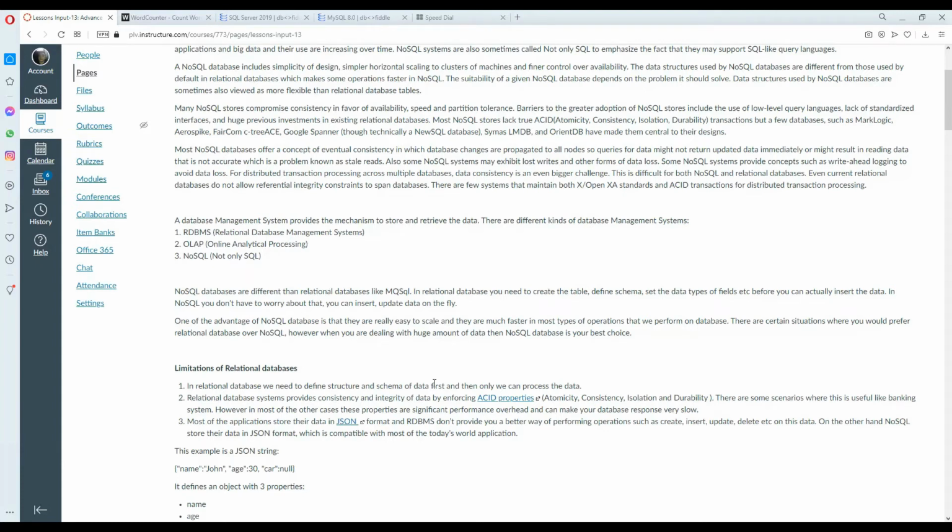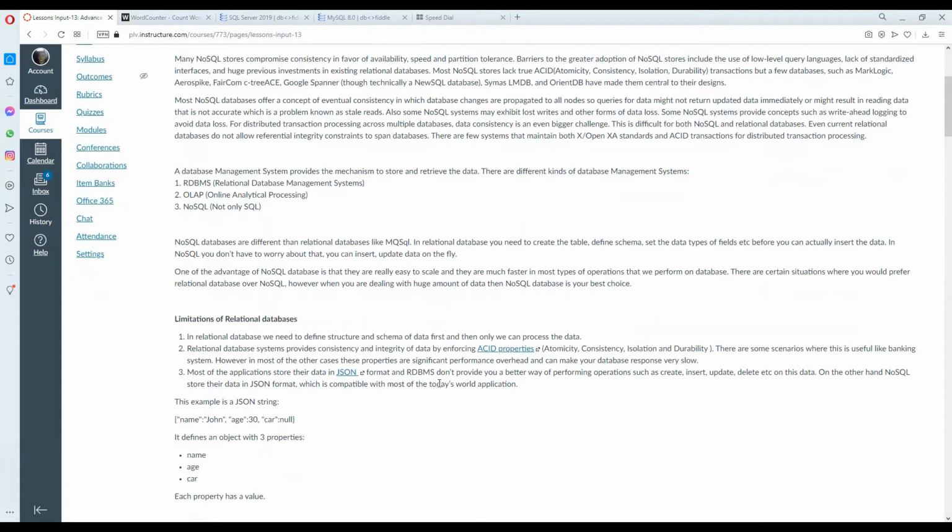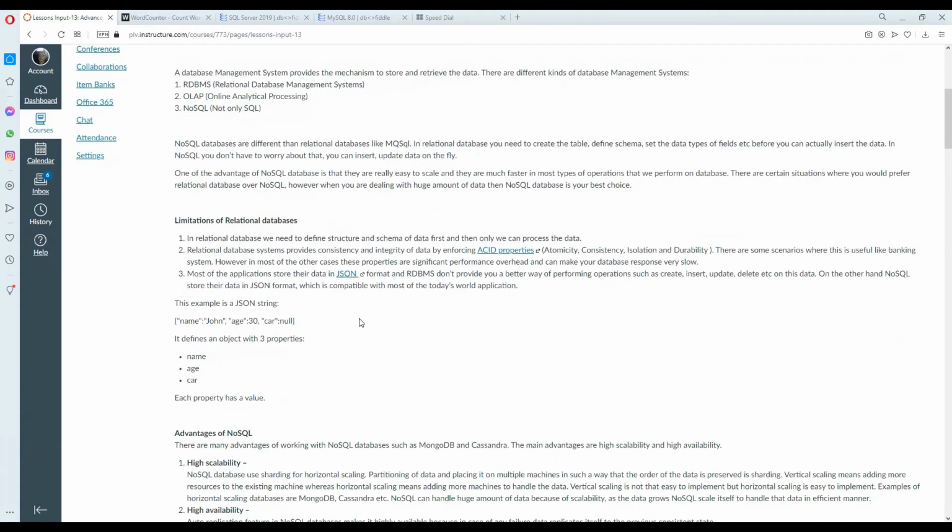NoSQL databases are different than relational databases because in relational databases, you need to create a table, define the schema, set the data types before you can actually insert the data. In NoSQL, you don't have to worry about that. You can insert and update data on the fly. One of the advantages of NoSQL databases is that they are really easy to scale and they are much faster in most types of operations that we perform on a database. There are certain situations where you will prefer relational over NoSQL. However, when dealing with huge amounts of data, NoSQL is your best choice.